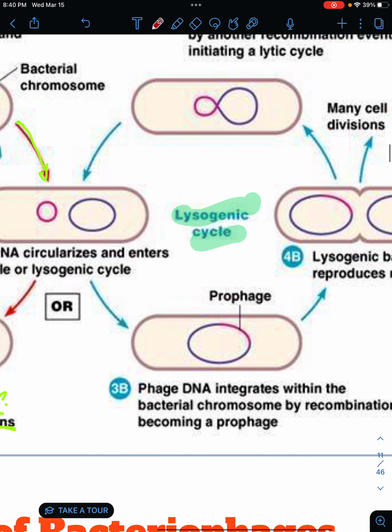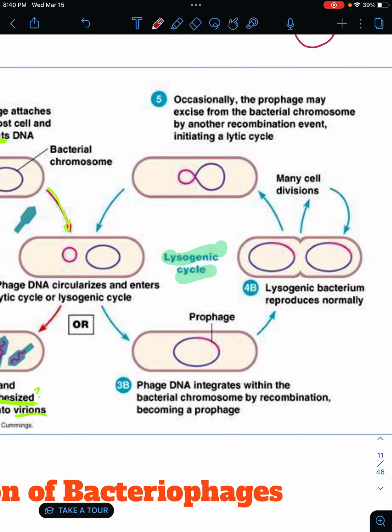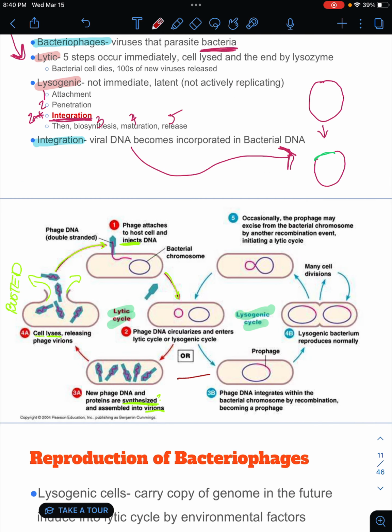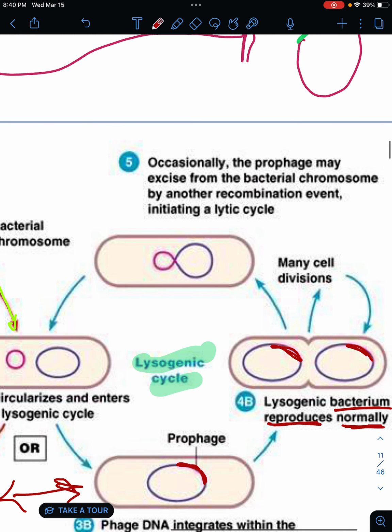So what happens here? This is different. Do you see the difference in these 2 guys? These 2 guys are different, okay? It injected itself into the DNA. And it reproduces, the bacteria reproduces normally. So guess what? Every cell has this virus in it now. Every single one of them. So many, many, many cell divisions.